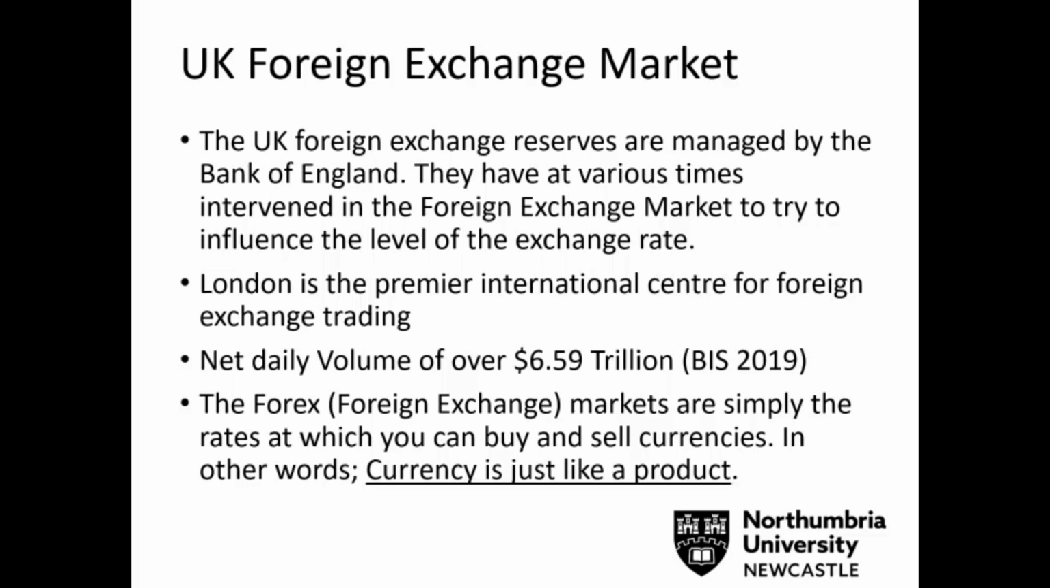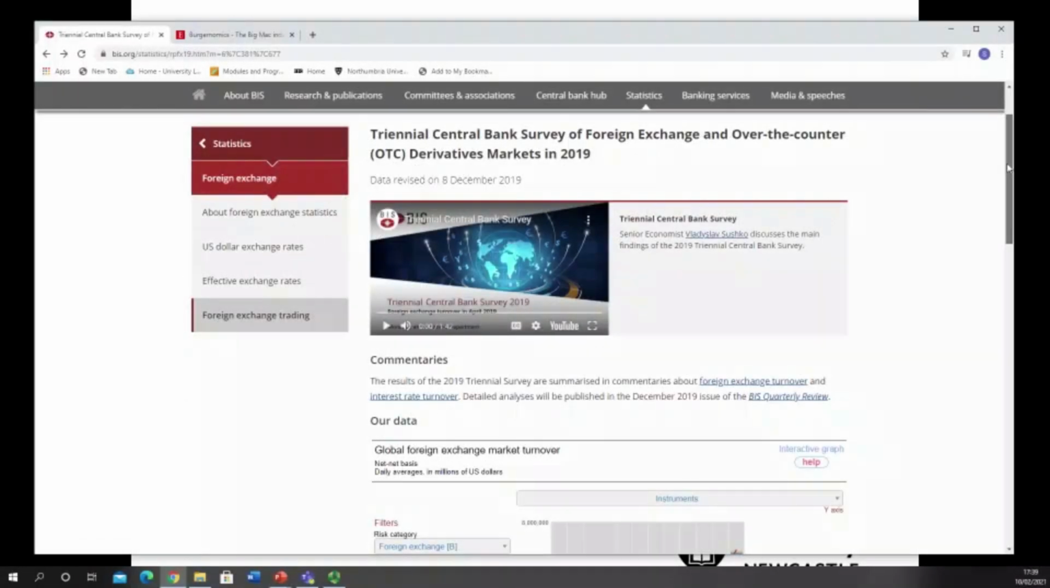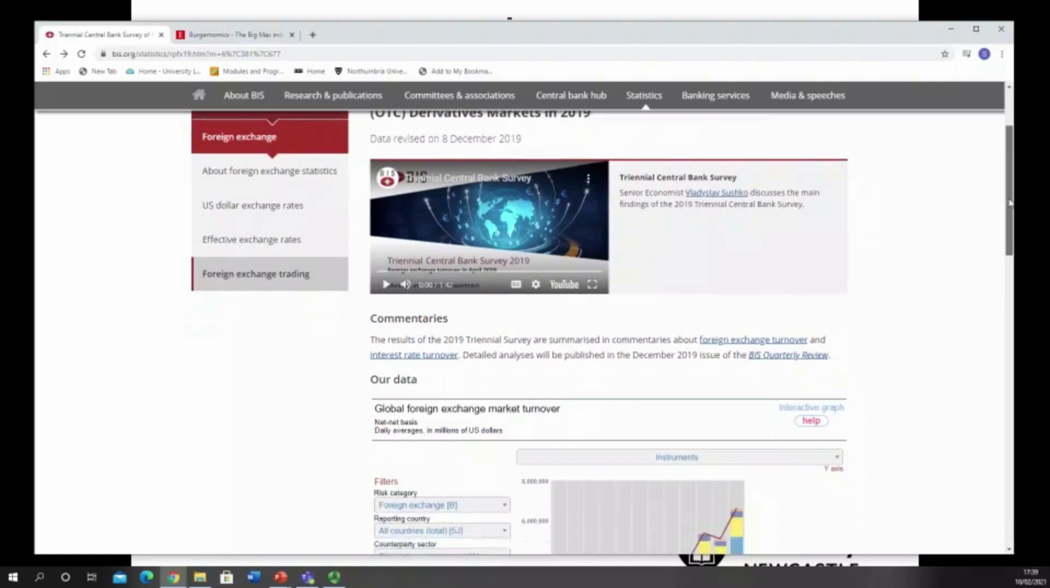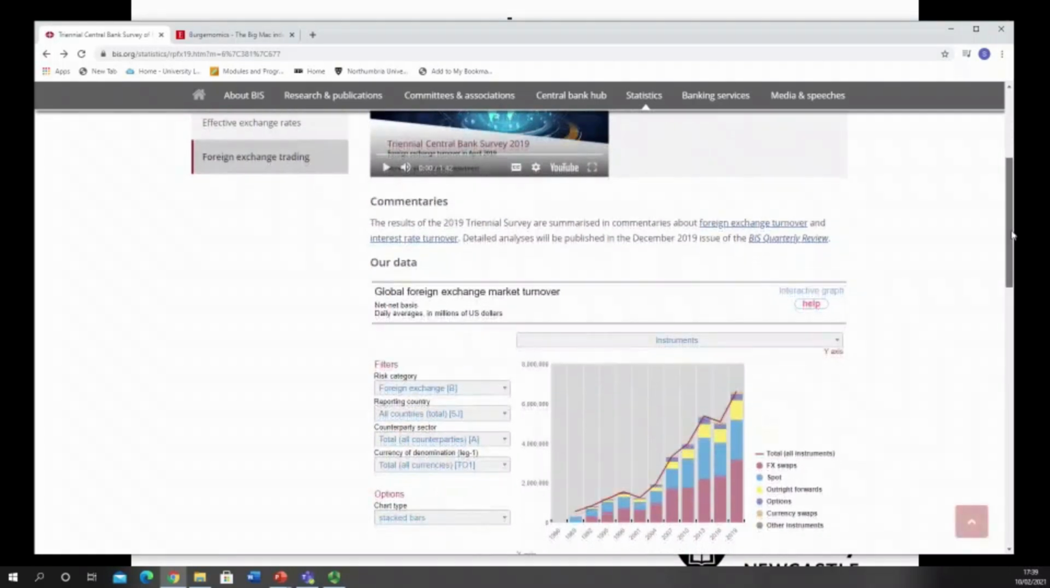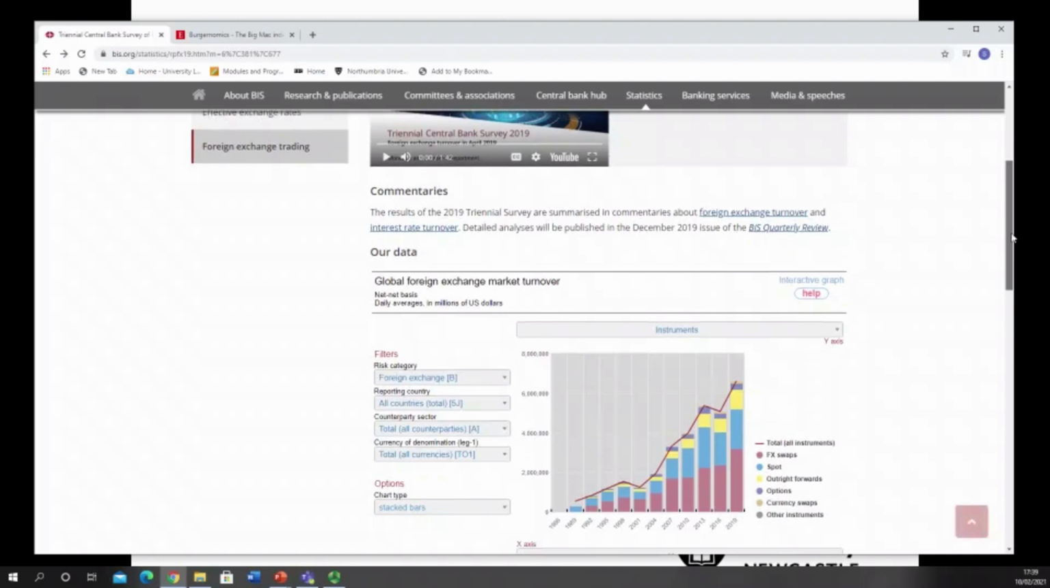Traditionally, London has been seen as one of the major hubs for foreign exchange. To give you an idea of the net daily volume, you can see that on average, $6.59 trillion is traded on a daily basis, and this is from the BIS 2019. Every 3 years, the BIS produces the Triennial Central Bank Survey, which is the most comprehensive overview of the foreign exchange market. What this survey does is it explores the amount of spot transactions, which is transactions done over the counter at the point of transaction, known as on the spot.